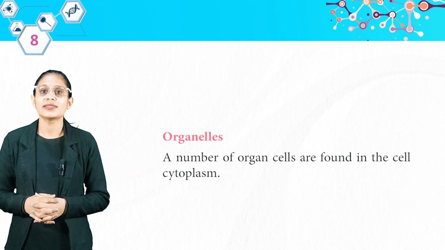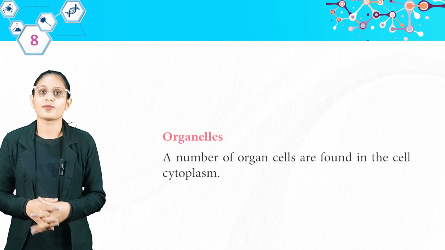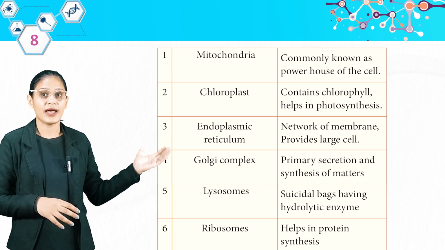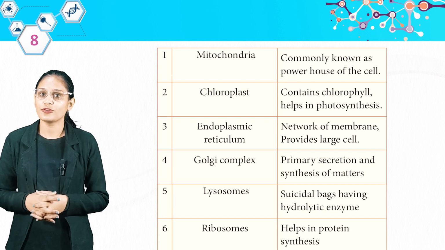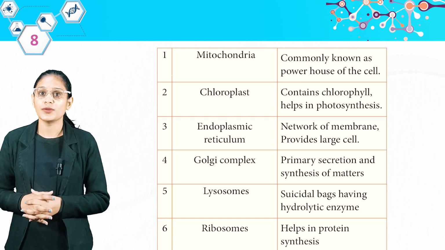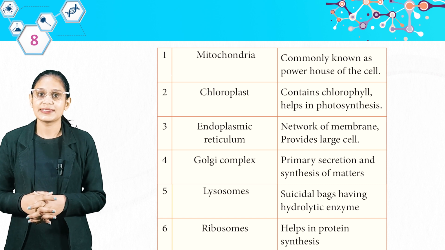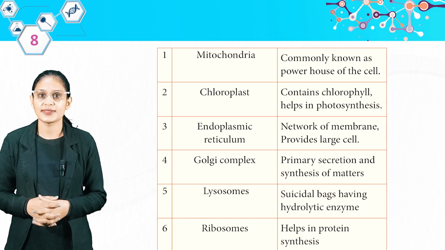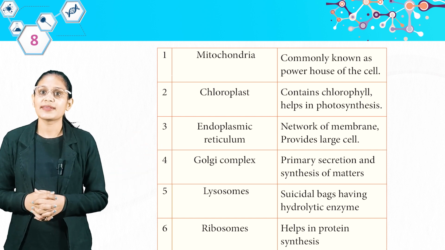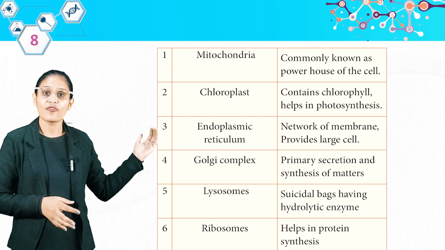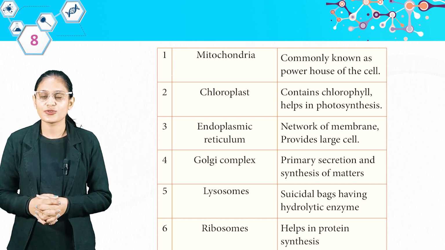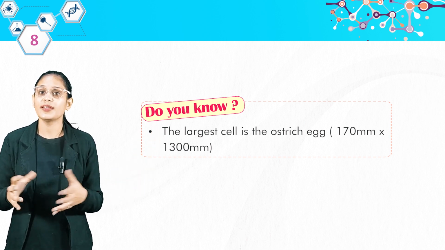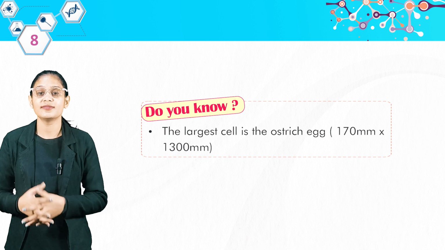A number of organelles are found in the cell cytoplasm. Here, mitochondria, commonly known as powerhouse of the cell. Chloroplast contains chlorophyll, helps in photosynthesis. Endoplasmic reticulum, network of membranes. Golgi complex, primary secretion and synthesis of matters. Lysosomes, suicidal bags having hydrolytic enzymes. Ribosomes help in protein synthesis. So students, these are some cell organelles. Do you know the largest cell is an ostrich egg, 170 mm into 130 mm.